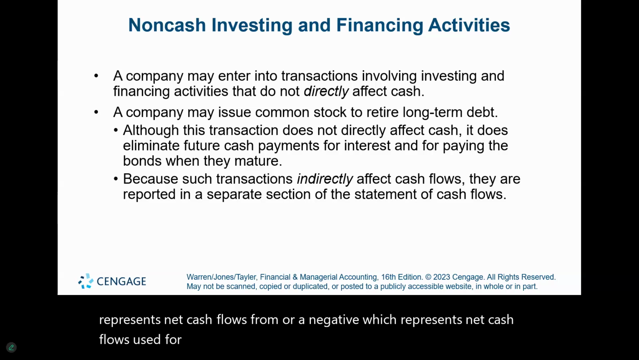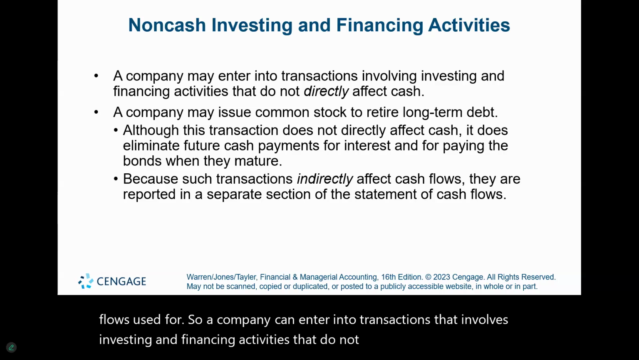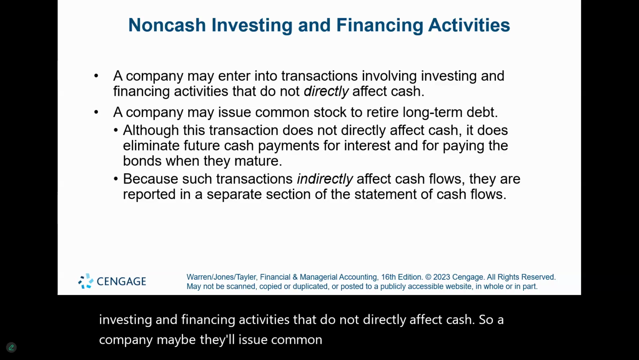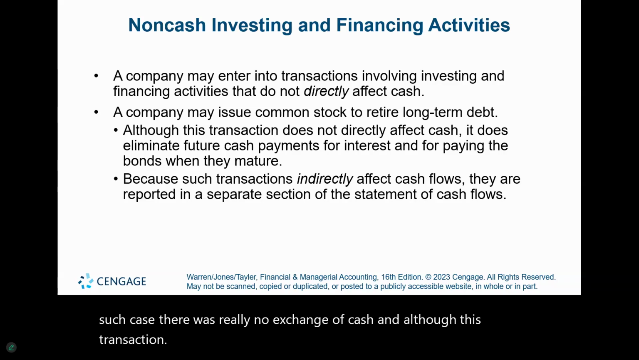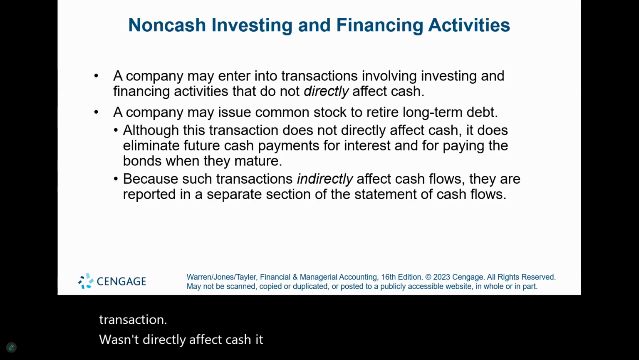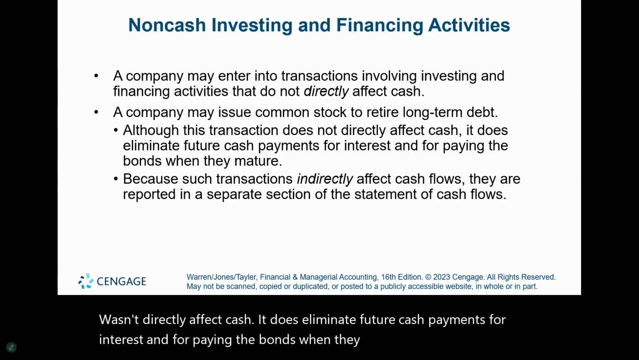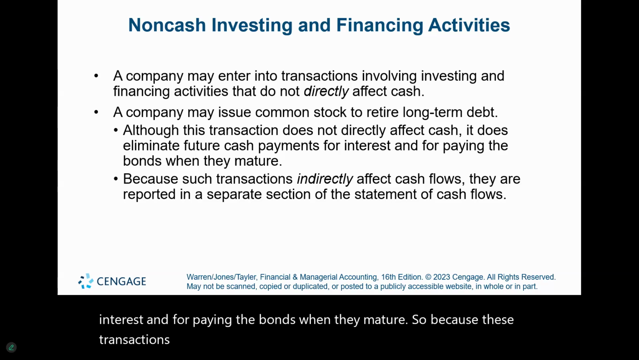A company can enter into transactions involving investing and financing activities that do not directly affect cash. For example, a company may issue common stock to retire long-term debt. In such case, there was really no exchange of cash. Although this transaction doesn't directly affect cash, it does eliminate future cash payments for interest and for paying the bonds when they mature. Because these transactions indirectly affect cash flows, they're reported in a separate section of the statement of cash flows.